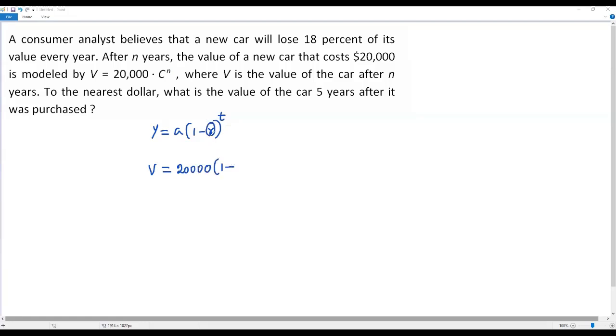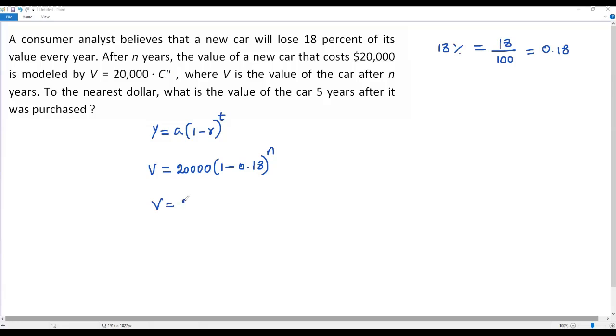This r represents the rate of decay. So this 18% is the rate of decay, because the information says the new car will lose 18% of its value every year. Now we have to convert this rate of decay to decimal form. For that we write 18% as a fraction, that is 18 over 100. When I divide 18 by 100, I get 0.18. So this 0.18 is the value of r. Instead of t in our problem we have n. This n is a time period in years.